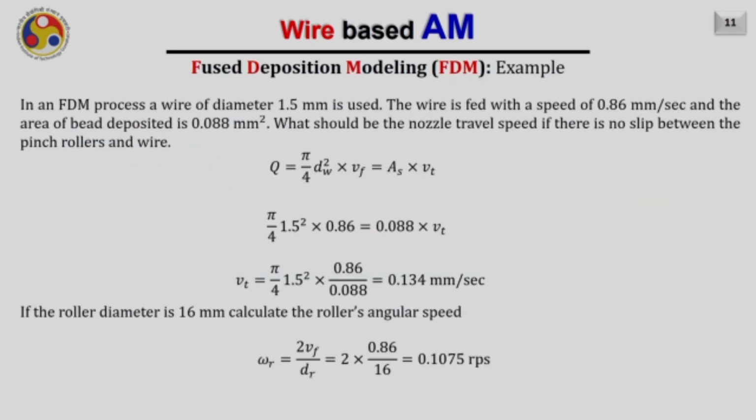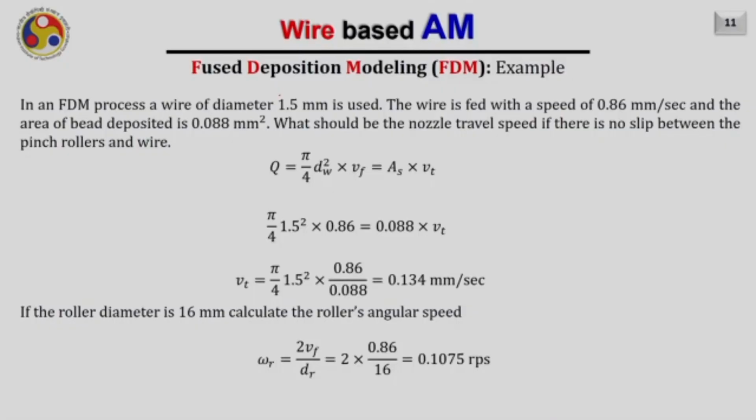Let us now consider an example for FDM. It is given that in an FDM process, a wire of diameter 1.5 mm is used. The wire is fed with a velocity of 0.86 mm per second and the area of bead deposited is 0.88 mm square. What should be the nozzle travel speed if there is no slip between the pinch roller and the wire? If there is no slip, of course, the value of Kf will be 1.